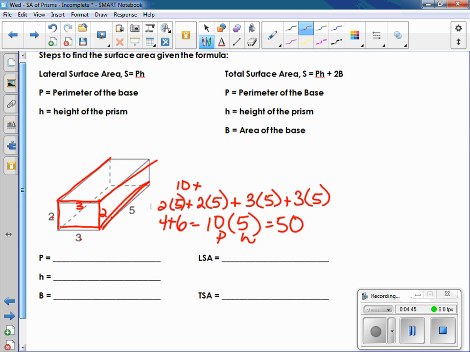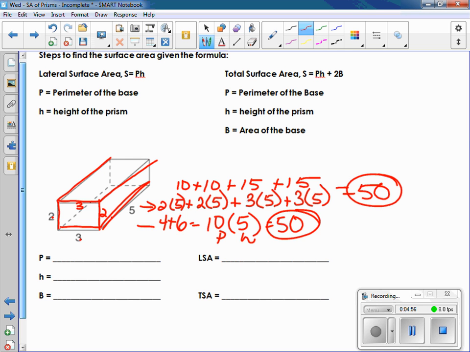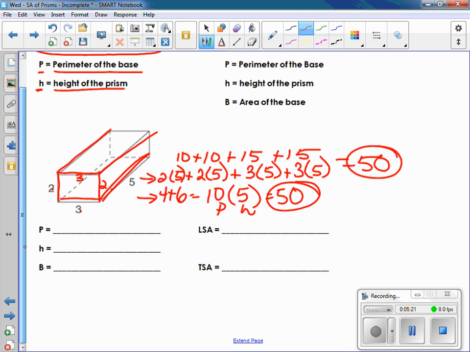This is 10 plus 10 plus 15 plus 15. Oh my goodness, look what happened. I got the same exact thing. This is the same as doing this. So your formula for lateral surface area, and this is on your formula chart, is big P times H, where big P is the perimeter of the base. Anytime you have a capital letter in a formula like that, it means of the base. This H is lowercase, so it just means height of the prism. So that's for your lateral surface area.